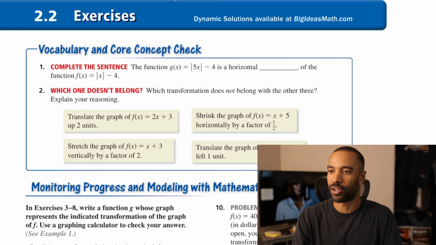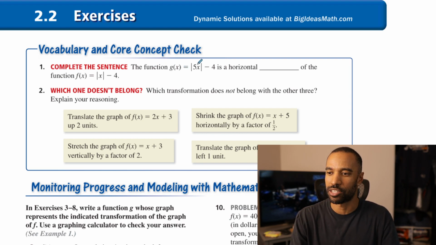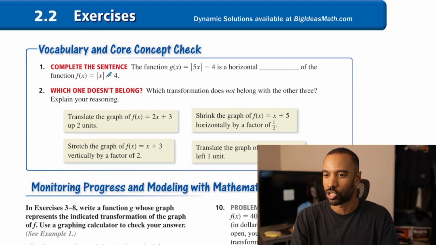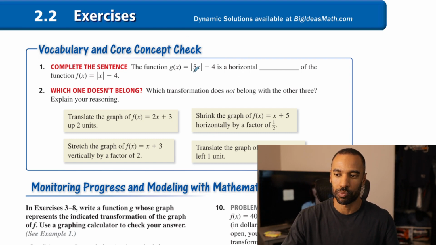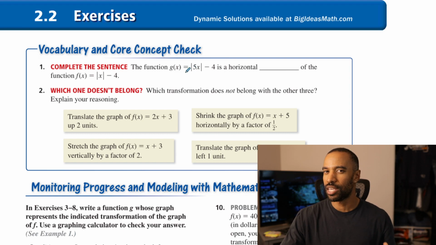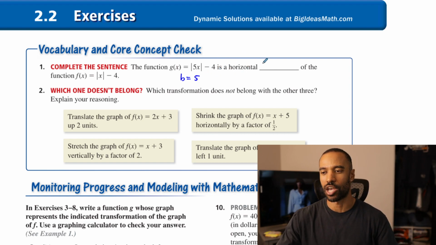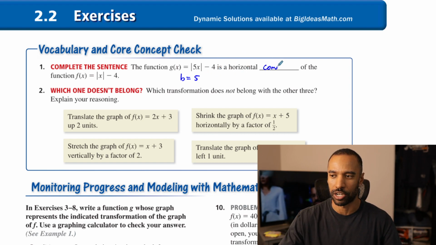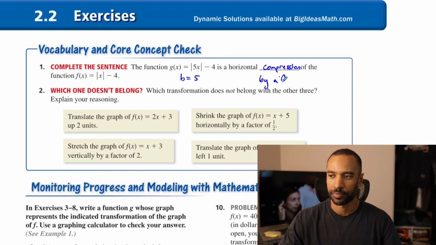All right, let's start with the vocabulary and core concept check. Number 1, complete the sentence. The function g of x equals absolute value of 5x minus 4 is a horizontal blank of the function f of x equals absolute value of x minus 4. This is one of the ones where we have to deal with this being inside. If they said a, I kind of have to use the letter b at times. Your b value is 5. So therefore, you have to flip it and talk about this as a horizontal compression. I know their word is going to be shrink. Horizontal shrink or horizontal compression, by a factor of 1/5.